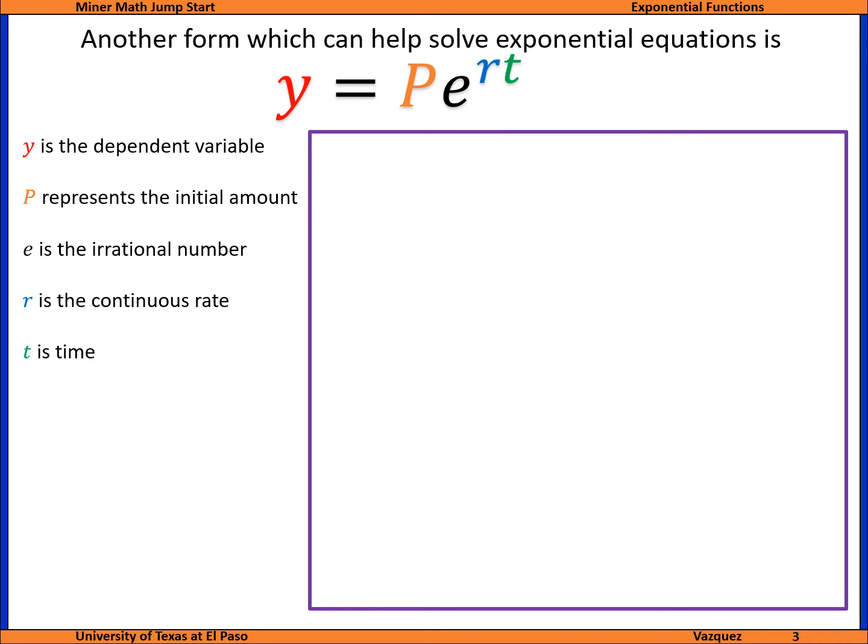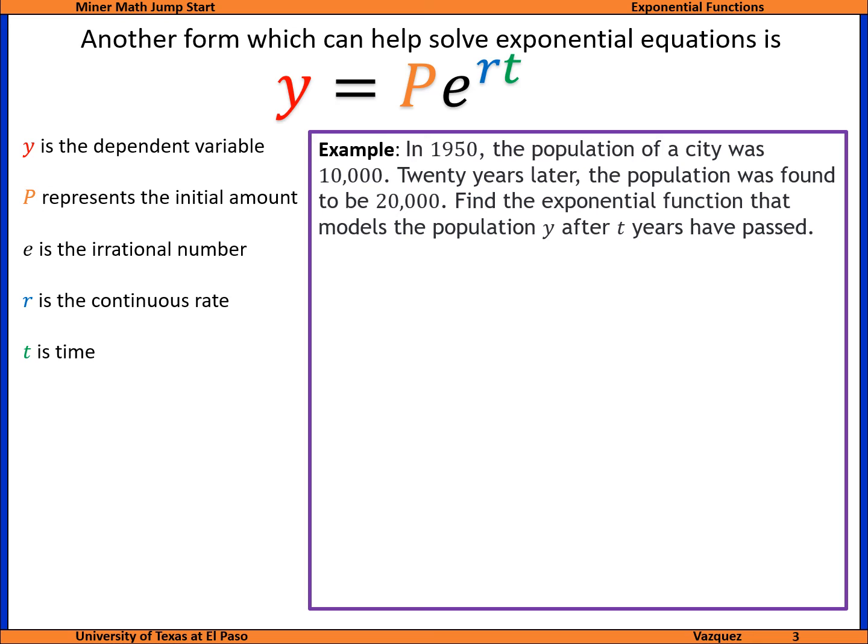All right, so the example. In 1950, back in the day, the population of a city was 10,000. And then 20 years later, the population was found to be 20,000. So in 20 years, it doubled. We need to find the exponential function that models the population y after t years. So how are we going to do this? Well, first things first, we need to identify what everything is in this equation.